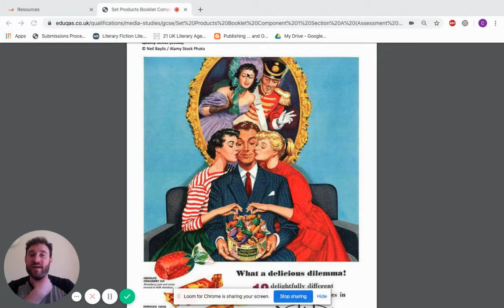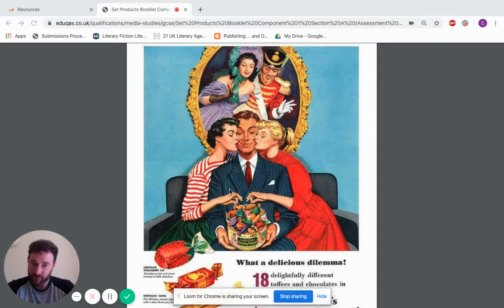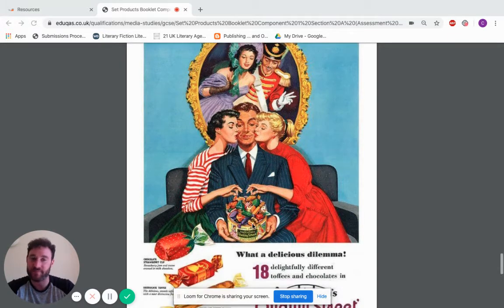And you can see the connotations of these two people who were continuing characters who appeared in Quality Street marketing. They too are being drawn into the chocolates, right? Even though they're in this golden frame in the wall, they are being drawn towards these chocolates.